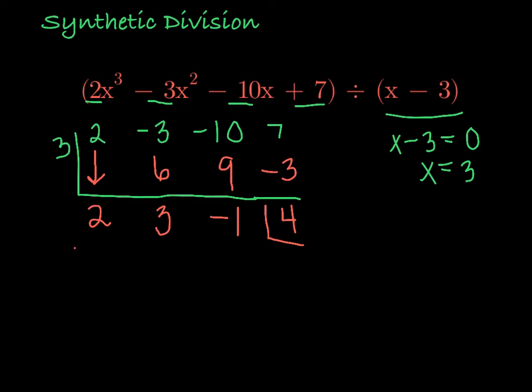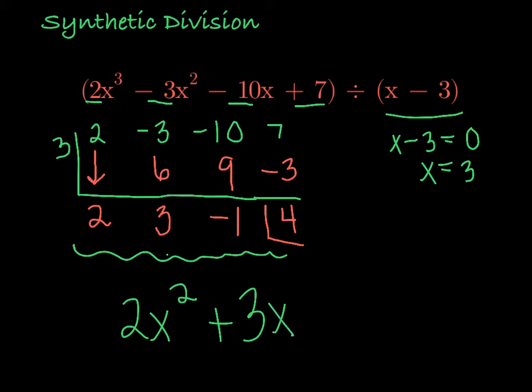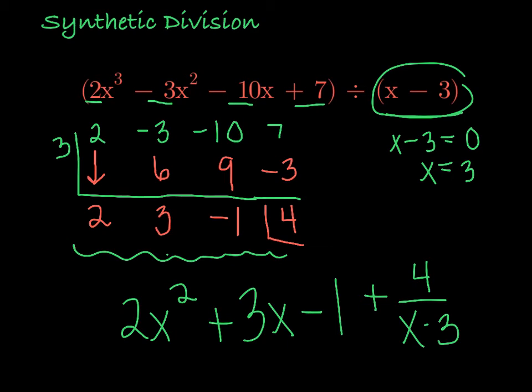When we're done, we need to take what we have here and write a polynomial. So we're going to have 2x squared. We descend one degree, 2x squared, plus 3x minus 1 with a remainder of 4, so 4 over our divisor, x minus 3. And then we're done.